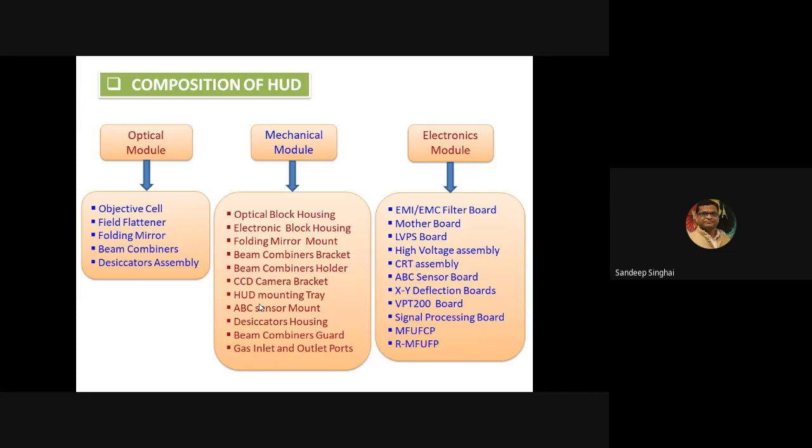HJT is basically a trainer aircraft, which is a two-seater one. In HJT, the trainee is at the front seat and the trainer is at the back seat. So you need to have a HUD repeater also at the back seat, wherein the trainer can see what the trainee is seeing and can override him in case of any emergency.